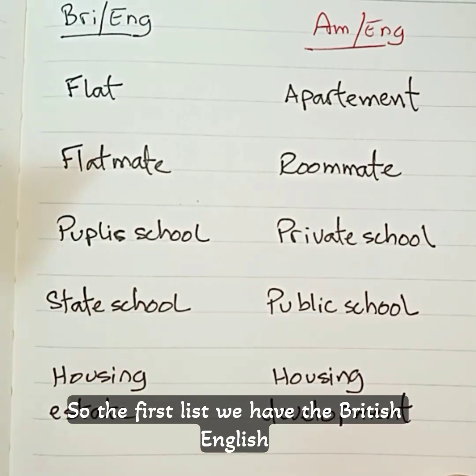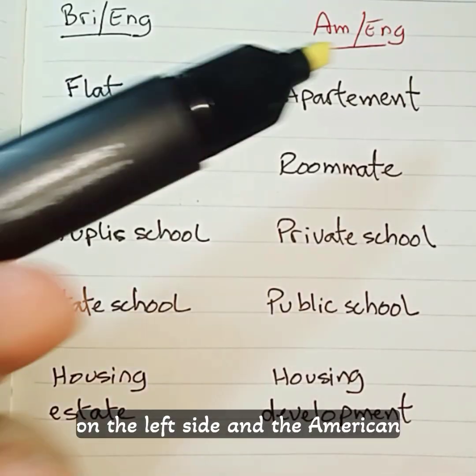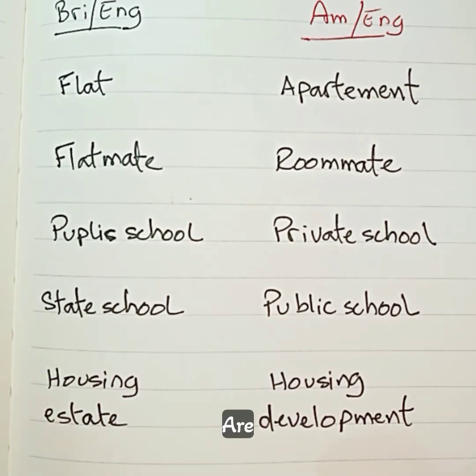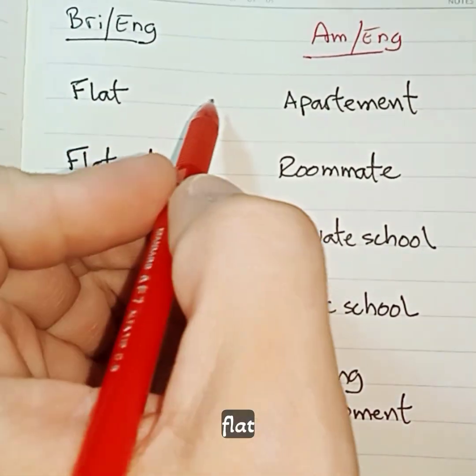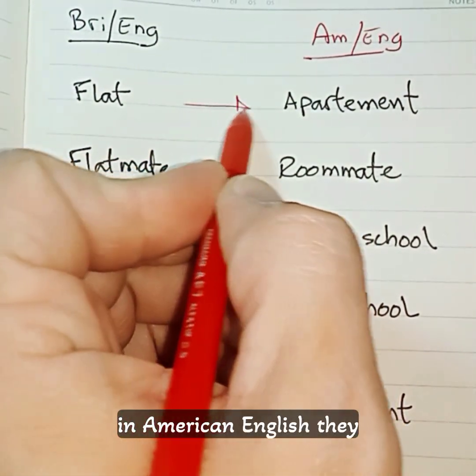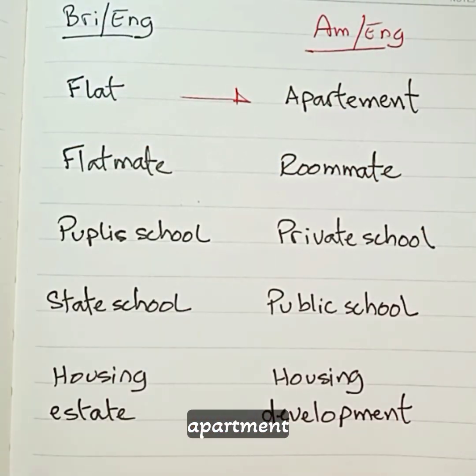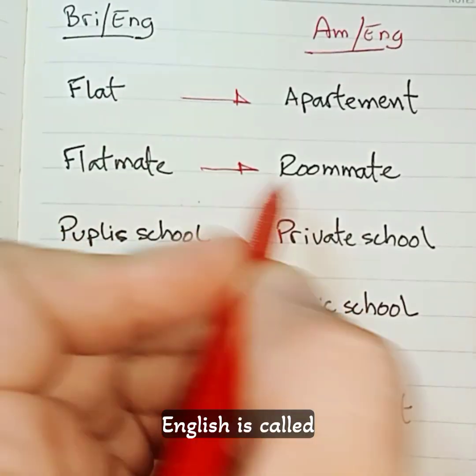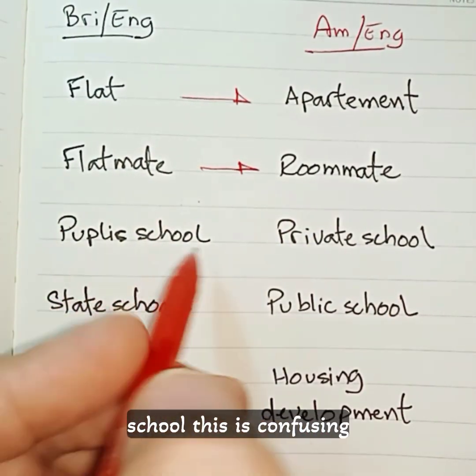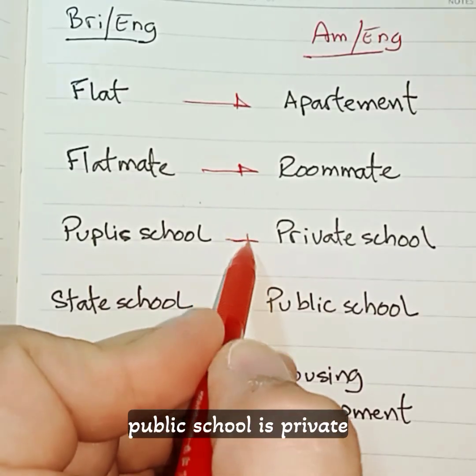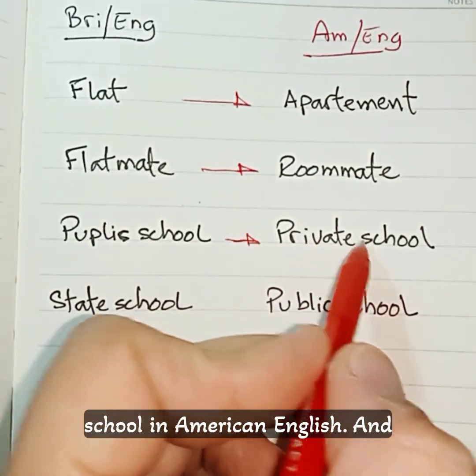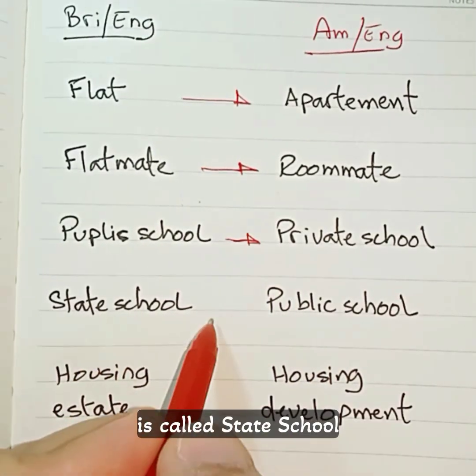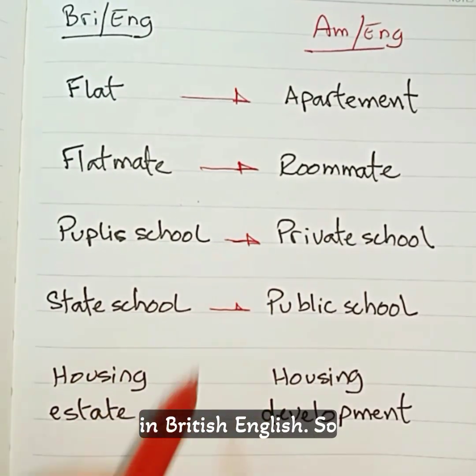So the first list, we have the British English on the left side and the American English on the right side. The words are flat. In American English, they call it apartment. Flatmate in American English is called roommate. Public school, this is confusing. Public school is private school in American English. And what is private school in American English is called state school in British English.